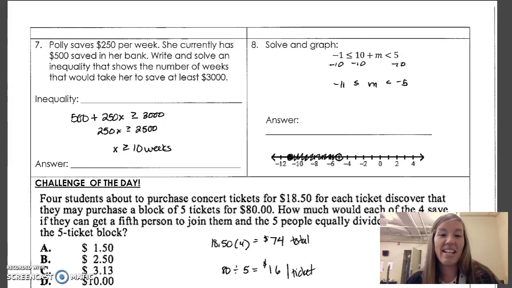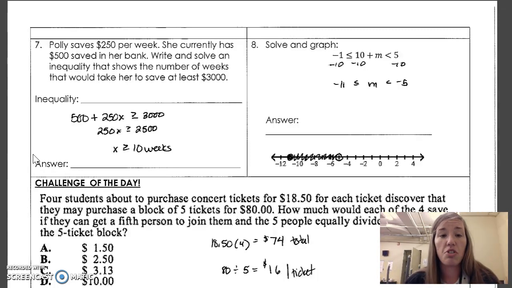Okay, so here's the second half of the bell work. I think it is probably a little bit more challenging than some of the other ones were. So for number 7, whenever we work with an equation or inequality or something that we know we need to solve, you always want to identify your variable first. So what is the thing you didn't know? And hopefully you guys answered that you don't know the number of weeks. So x is the number of weeks.